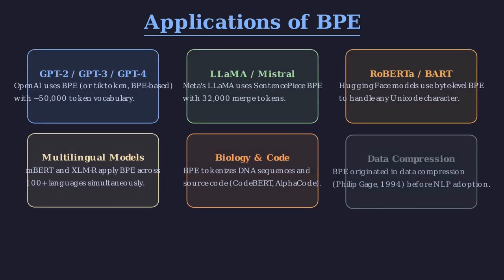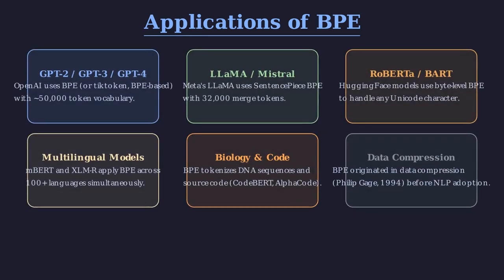BPE is everywhere. GPT models use it for English text. Llama and Mistral apply it for efficient multilingual handling. RoBERTa uses byte-level BPE to handle any Unicode character without unknowns. Multilingual models like XLM-R share a single BPE vocabulary across over 100 languages. Beyond text, BPE tokenizes DNA sequences and source code. And historically, BPE was invented for data compression in 1994, only later adopted by NLP.